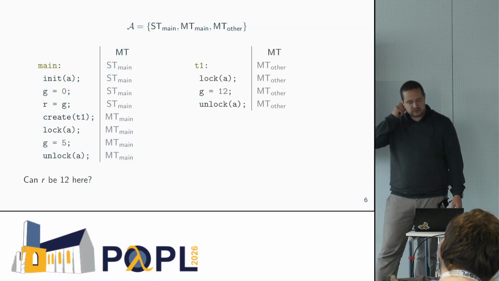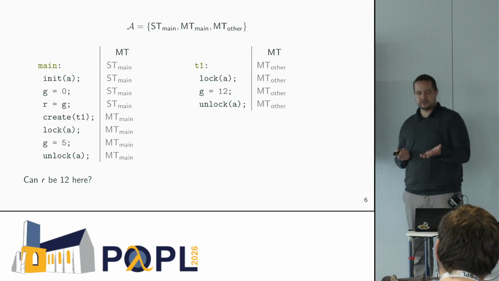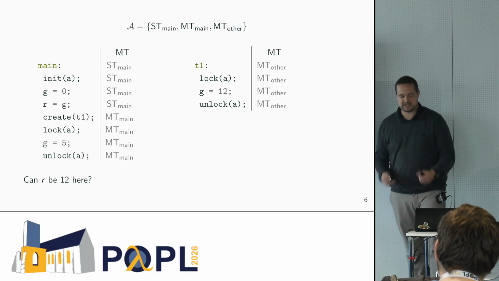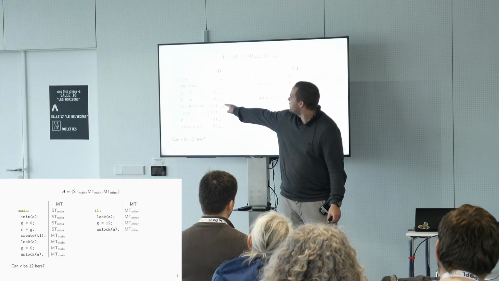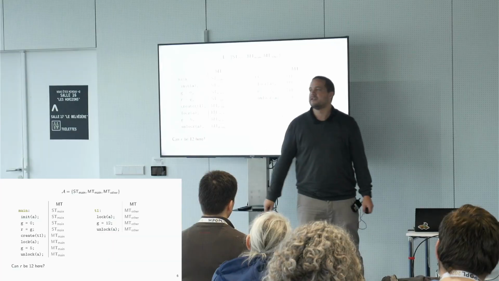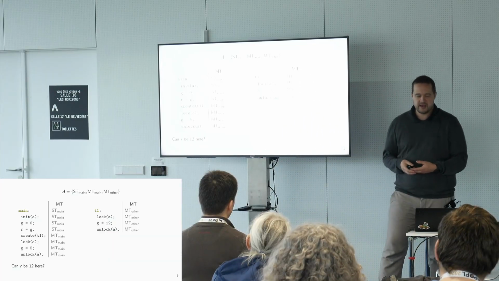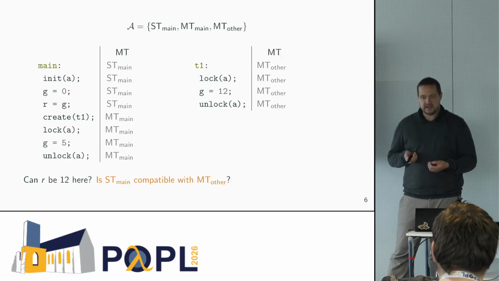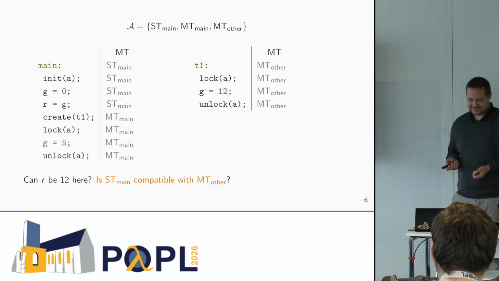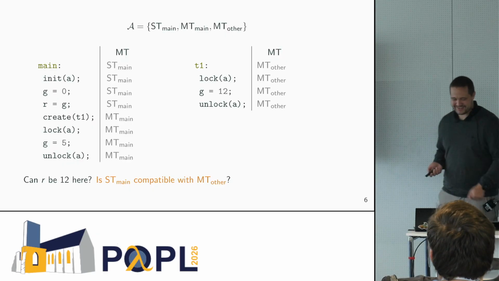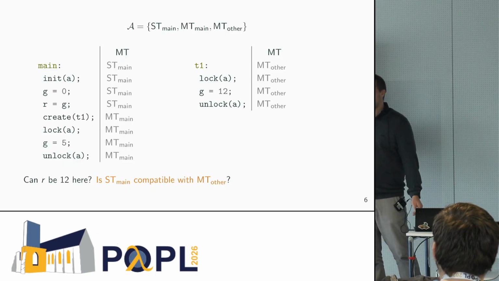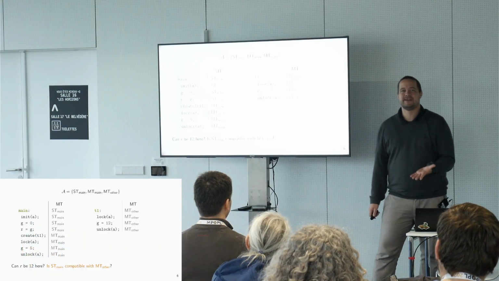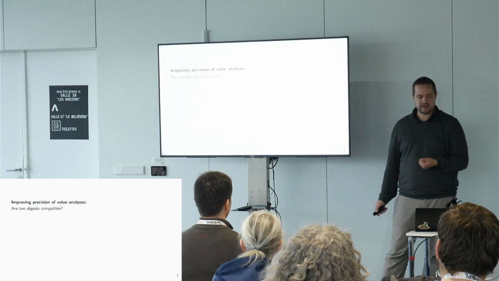And now if I think back to our value analysis, you might want to ask questions such as, can this variable r that reads the value of g, can the value of this be 12 after the value has been read into r? And the question here then becomes, is st main compatible with mt other? So this is the question that you might ask yourself here.